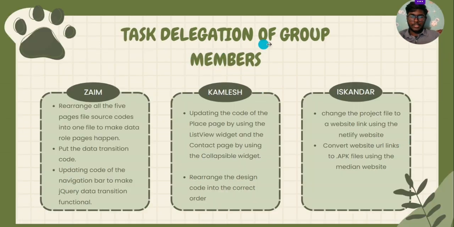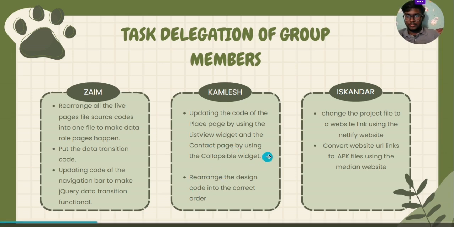Here is the task delegation of the group members. Zaim arranged the 5 pages' sources to make the data-role pages happen, and he put in the data transition code and updated the code of the navigation bar to make the jQuery data transition functional. Myself, I updated the code of the place page using the list view widget and the contact page using the collapsible widget, and I rearranged the design code into the correct order. And Iskandar changed the project file to a website link using the Netlify website, and he converted the website URL links to APK files using the Median website.